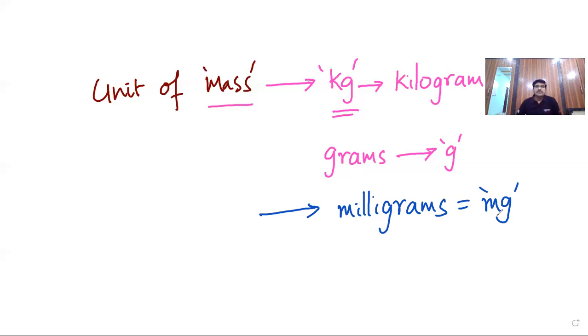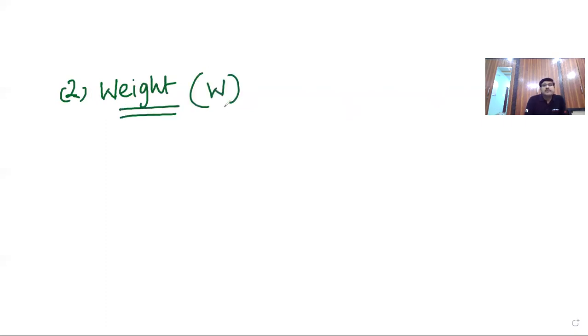Clear? What do we learn? We learn that mass is nothing but the amount of matter present in a given substance. Clear? Let us take up another quantity, that is the physical property weight. We denote it as W. W is the letter for weight.